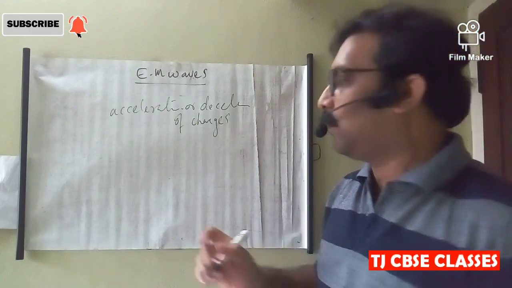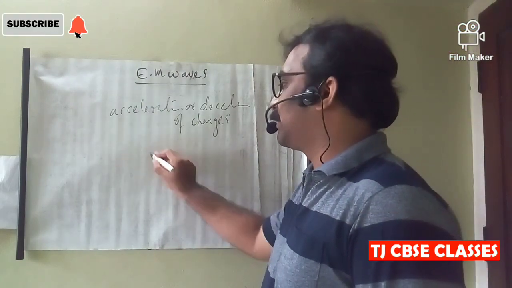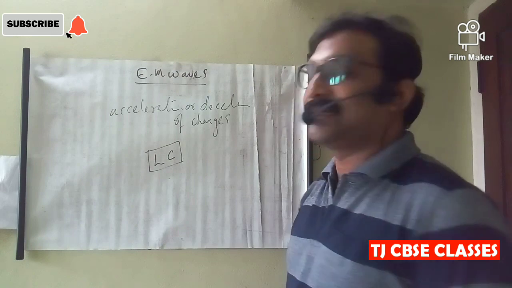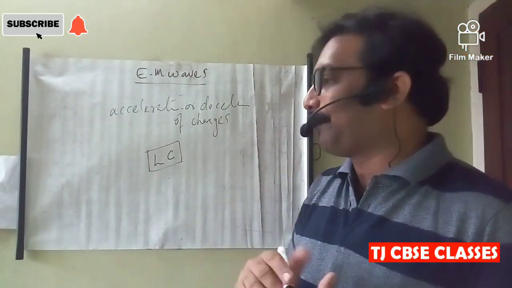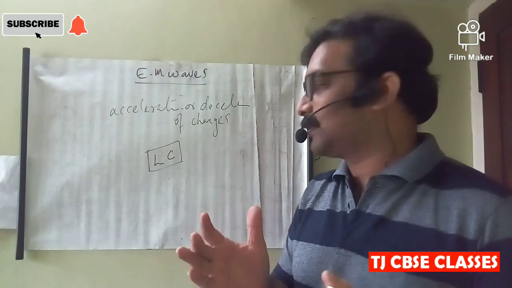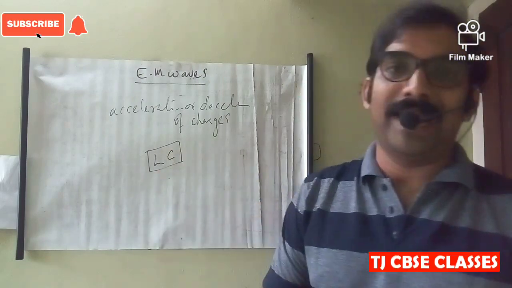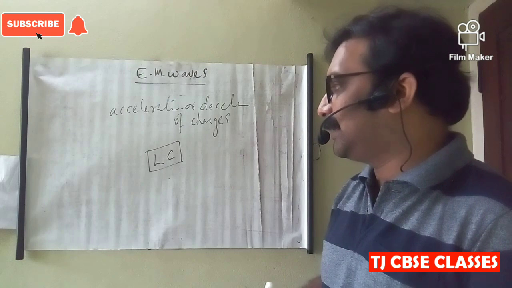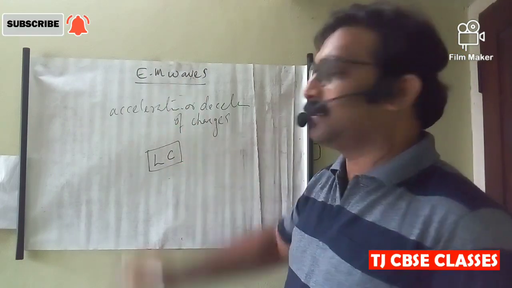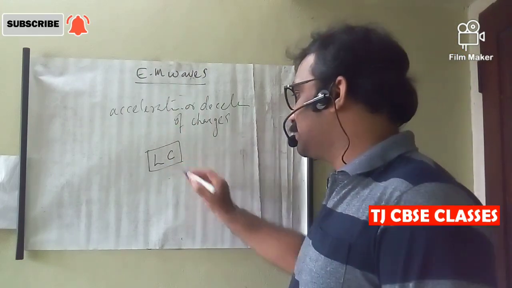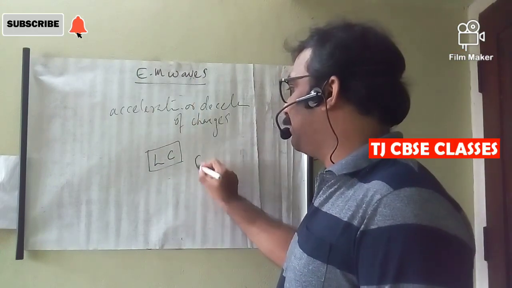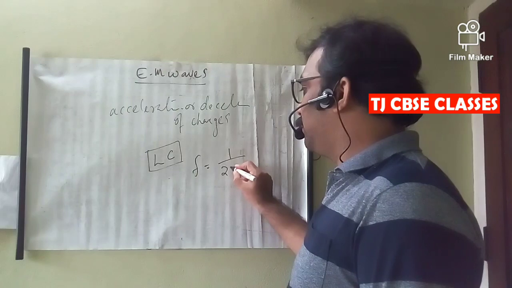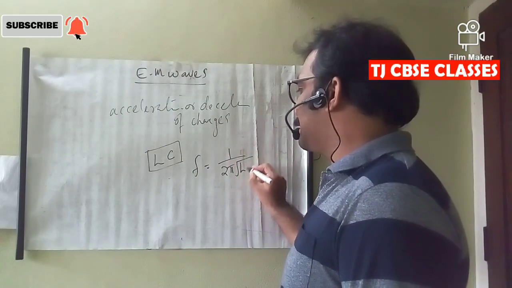Electromagnetic waves are produced by an LC circuit. LC circuit means L is an inductor, a coil, and a capacitor also is there, and the combination of inductor and capacitor can produce electromagnetic waves, and the frequency of those waves F is equal to 1 by 2 pi root of LC.